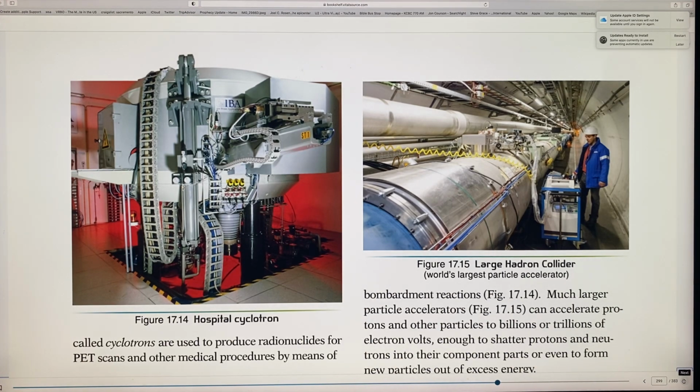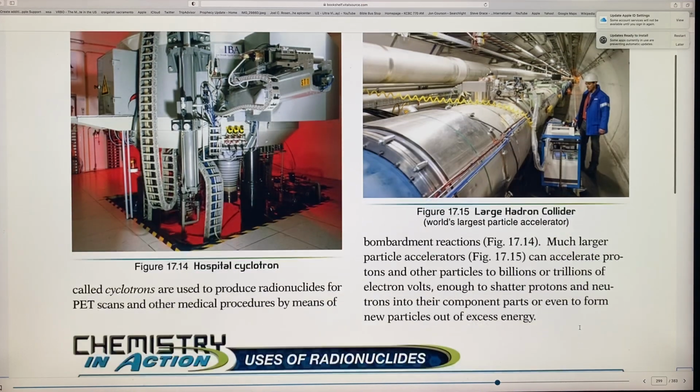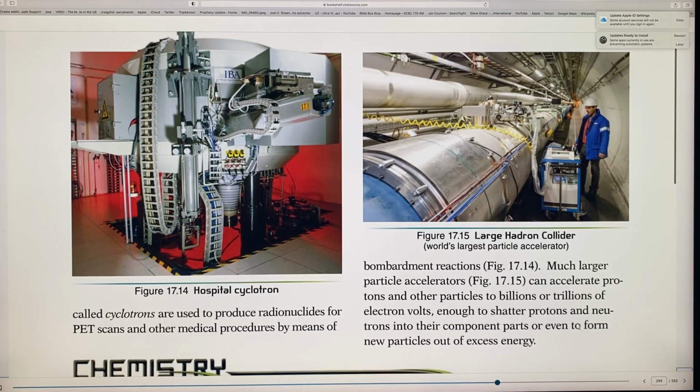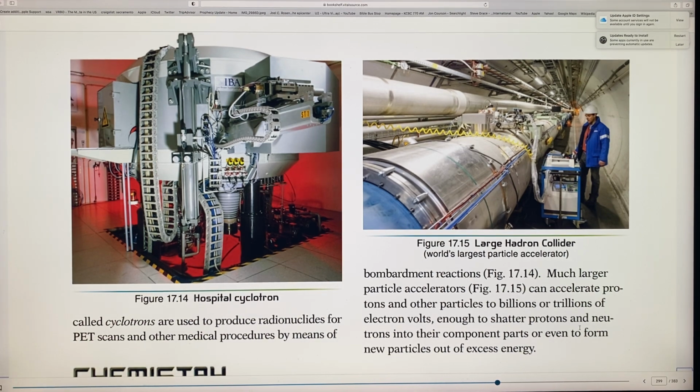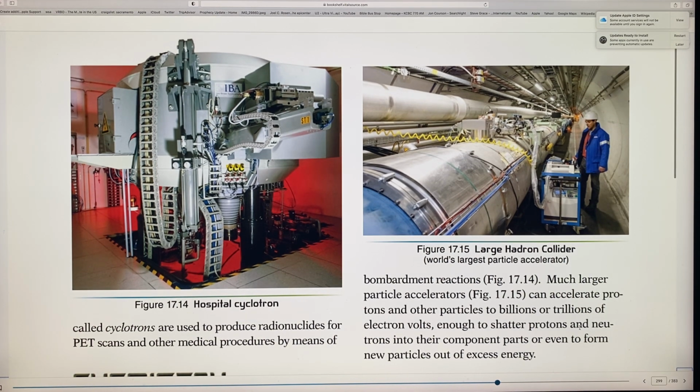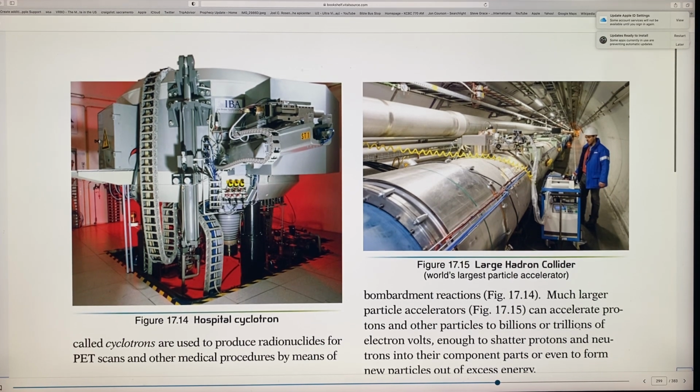So here we have an in-hospital cyclotron, and cyclotrons are used for PET scans and other medical procedures by bombarding particles. Here's a picture of them. And here is the Large Hadron Collider, which is the world's largest particle accelerator.